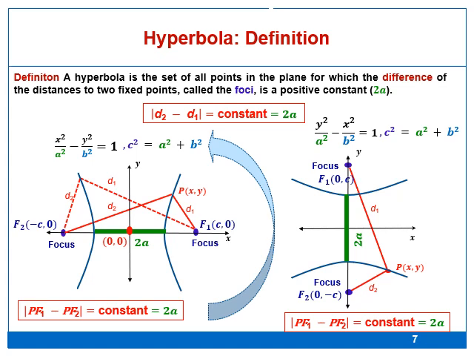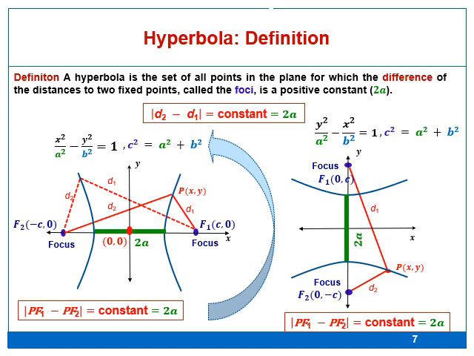What's really important to notice here is that if the x squared is positive, then the transverse axis is horizontal. The center, the vertices, and the foci all lie on the horizontal axis. The two foci are equidistant from the center, the two vertices are equidistant from the center, and the relation between a, b, and c is given by c squared equal to the sum of a squared plus b squared.